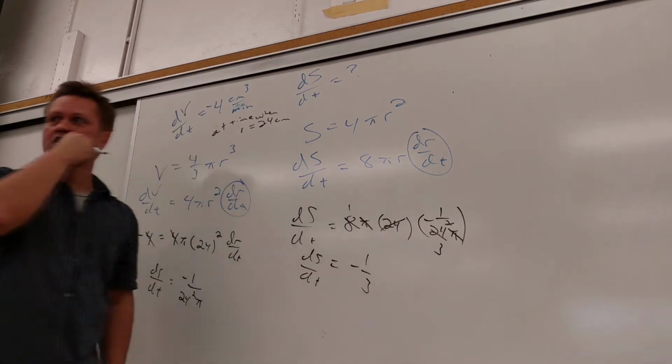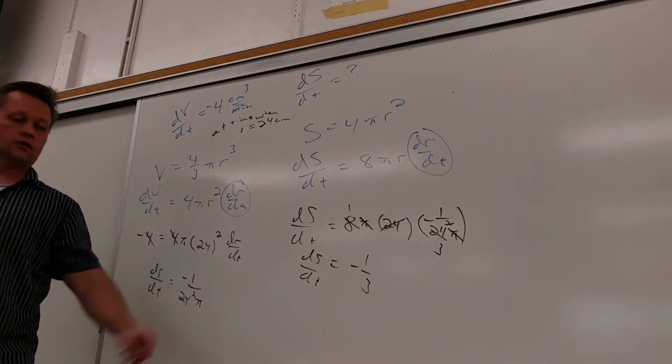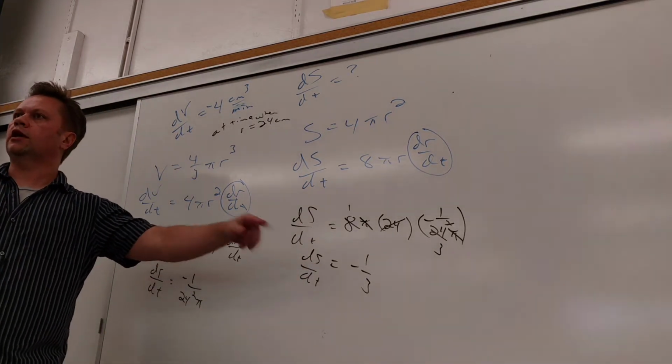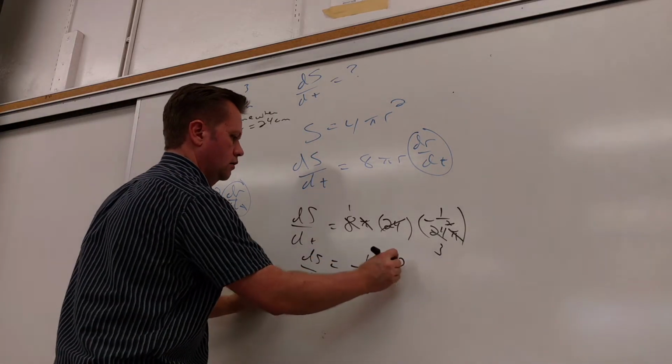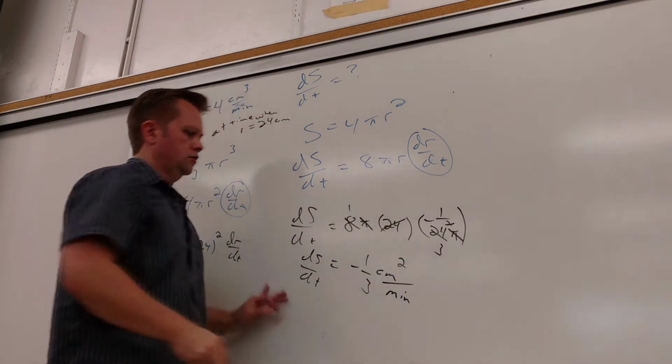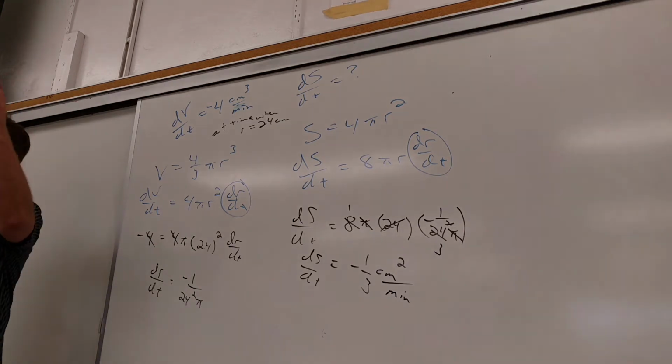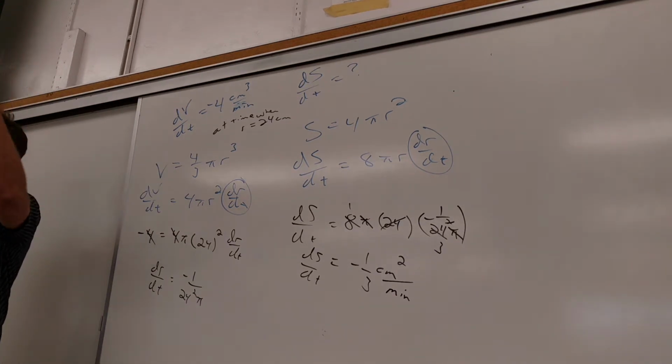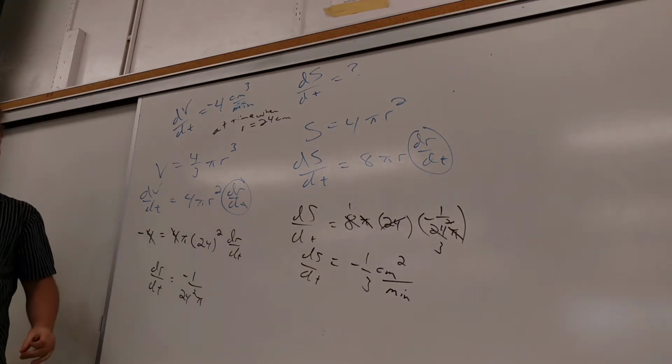Negative 1/3 what? Centimeters. It's a square. It's a new square centimeters. Good. It's area per minute. Square centimeters per minute. That's how much the surface area is changing as it lets out gas, right? Poor little balloon.